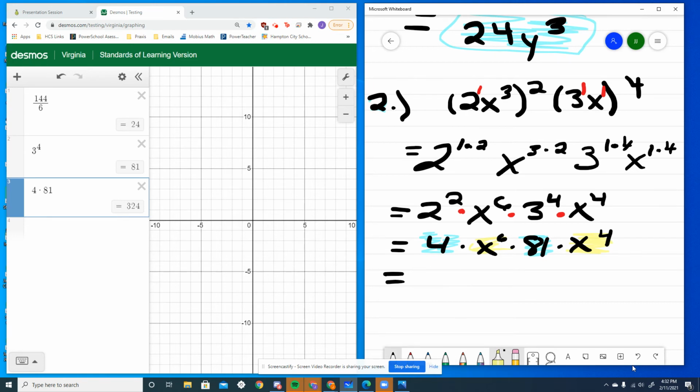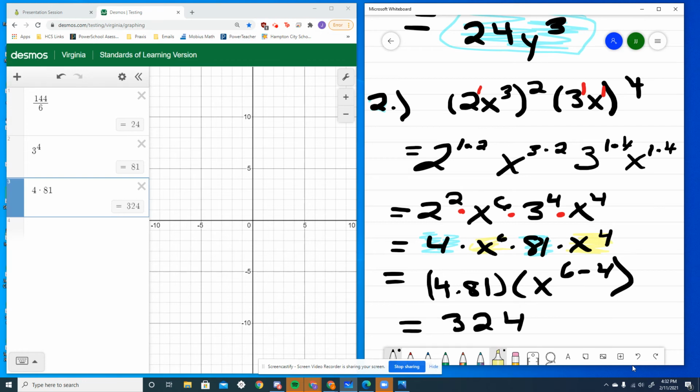Okay, so I'm going to go ahead and write this out. 4 times 81, X, 6 minus 4. 324 X to the 2nd power. That's my final answer.